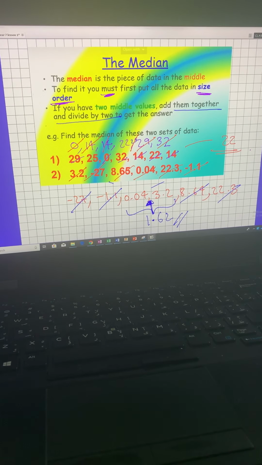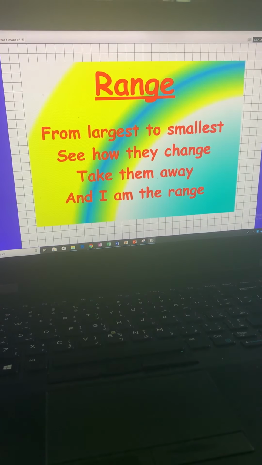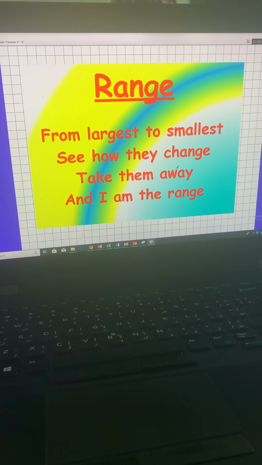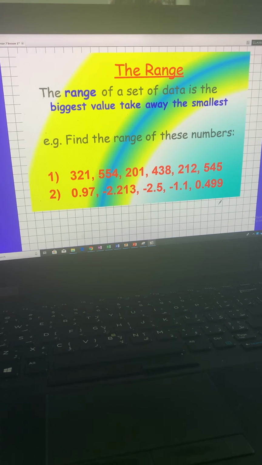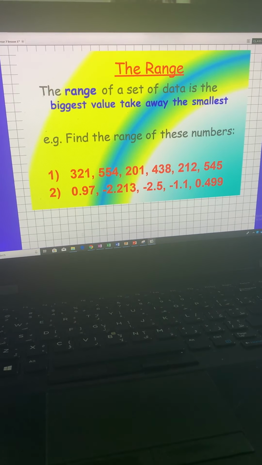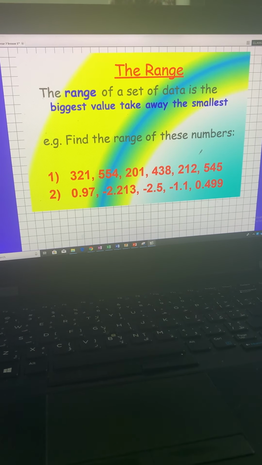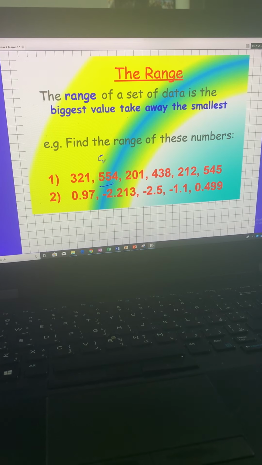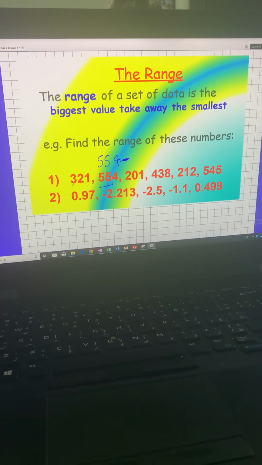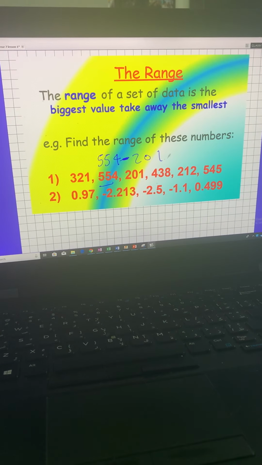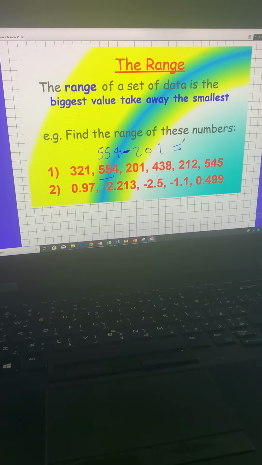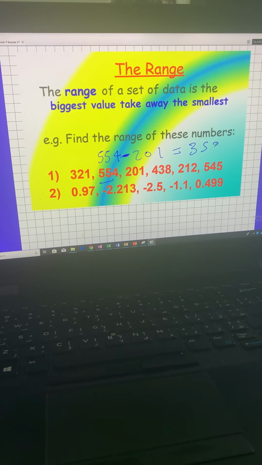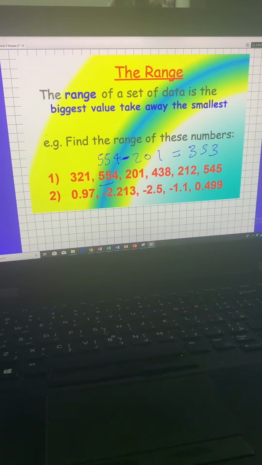Let's have a look at the last average we have, which is the range. From largest to smallest, see how they change, take them away, and I'm the range. So let's have a look at how to work out the range. Range is quite easy. You just do biggest number minus smallest number. So the biggest number here is 554 minus the smallest number, 201. Plonk it on your calculator, and that is 353. So the range of these values is 353.